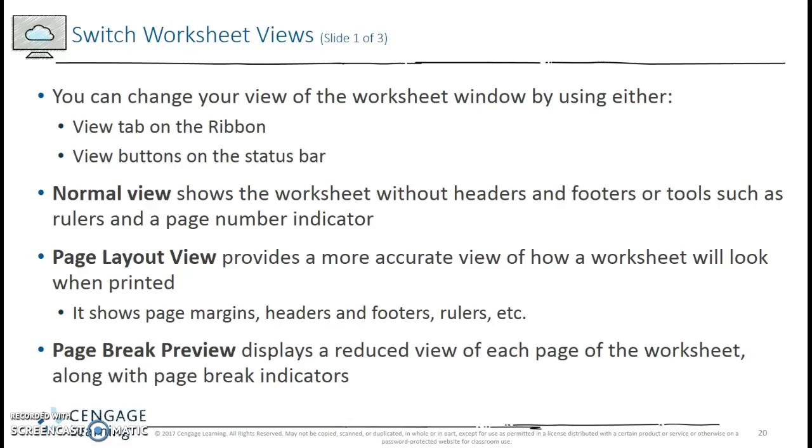Okay, so you can change the worksheet window by either using the view tab on the ribbon or the view buttons on the status bar. The normal view shows the worksheet without headers and footers or tools. The page layout view provides a more accurate view of how a worksheet will look when it's printed. So that's really helpful when you're going to print it and present it maybe to the board of directors, or you want to see what you're going to print. A page break preview displays a reduced view of each page of the worksheet and where those page breaks are going to occur.